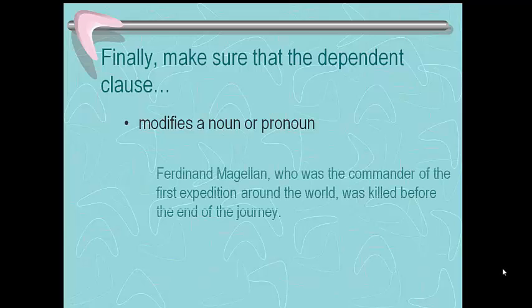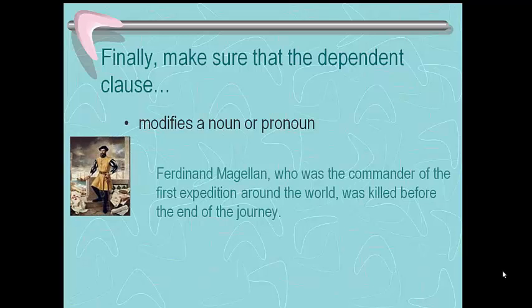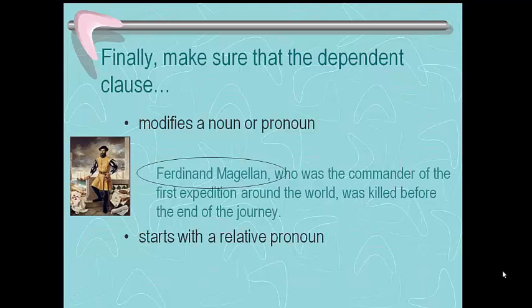So again, if we look at our example, Ferdinand Magellan, who was the commander of the first expedition around the world, was killed before the end of the journey. So, who was the commander of the first expedition around the world is our dependent clause. What does it modify? It modifies Ferdinand Magellan. So that's a noun, therefore it's an adjective clause. And the last thing is you look that it starts with a relative pronoun. Who was the commander of the first expedition around the world, who being your relative pronoun.